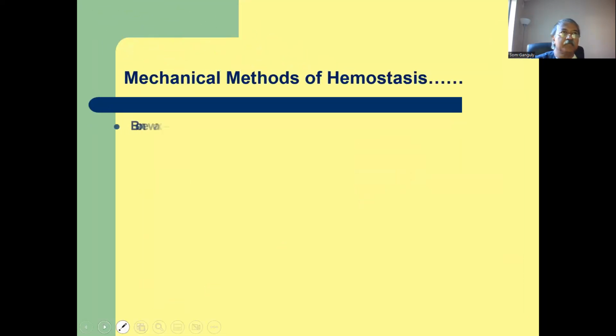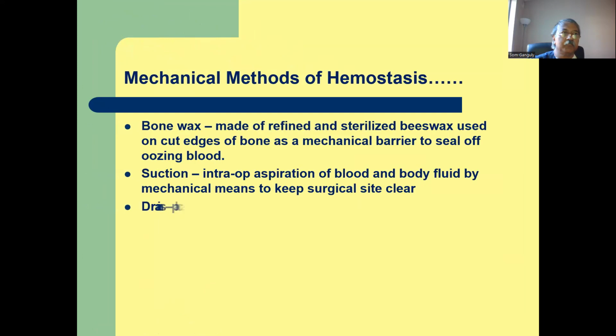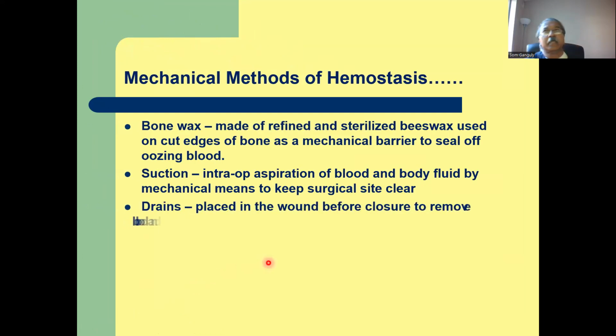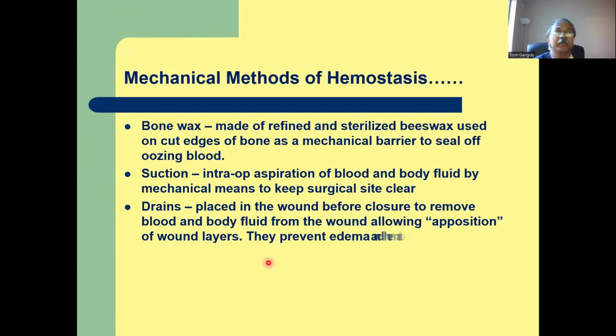Other types of mechanical methods for hemostasis is bone wax. Bone wax comes from beeswax, sterilized beeswax, and it is very effective in controlling bone bleeding.